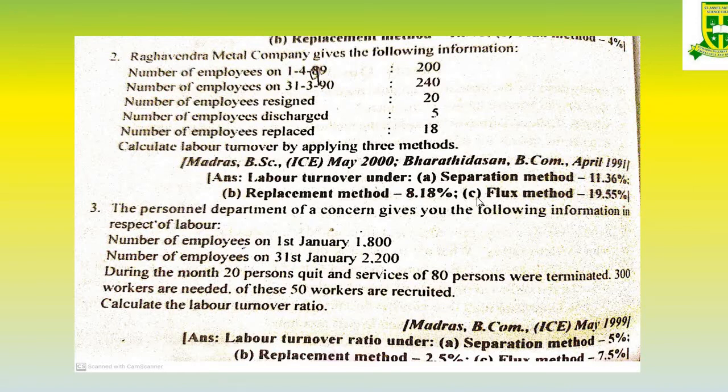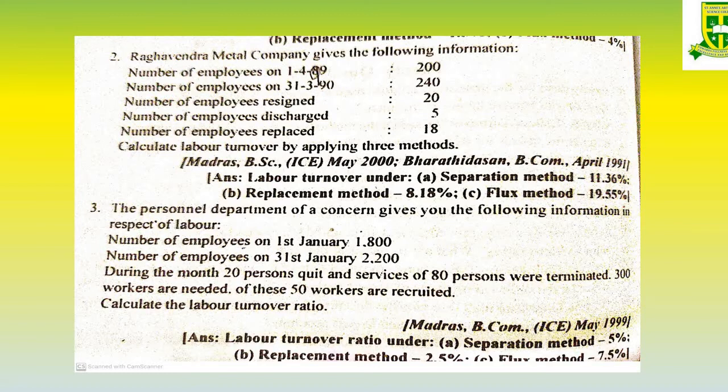And the second question: a personnel department of the concern gives you the following information. Number of employees on 1st January, number of employees on 31st January. This will be used for the average number of employees. The information given is that during the month 20 quit and the services of 80 persons were terminated. So how many people were terminated in total? 100, because 20 persons quit on their own, but the company terminated 80 persons. So how many people are separated? 100 people.